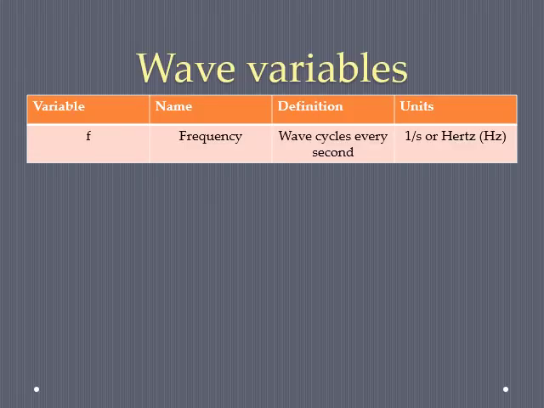The first one is called frequency, and the good news about the wave variables is they're actually words that you've used in your lives, and the meanings that you know probably match pretty well with the meanings for waves. Frequency is given the variable letter lowercase f, and the definition of frequency is the number of wave cycles every second. The units of frequency are 1/second, the reciprocal of second, otherwise known as the hertz, or Hz. So when you describe a frequency, it's basically saying how many waves are happening every second.